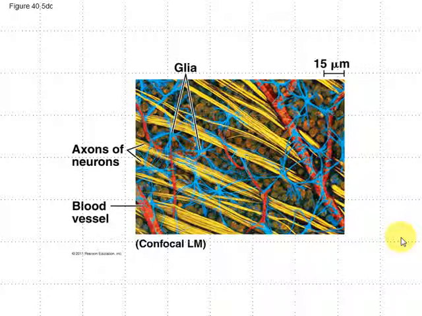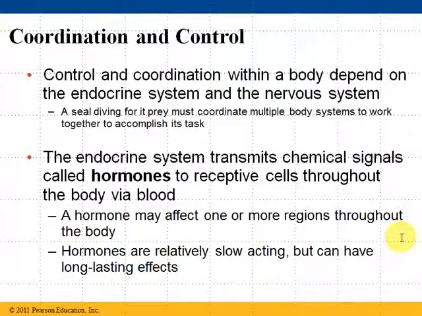For a complex creature like a wolf or a human being to react to its environment, it takes a lot of coordination. You've got a lot of complex body parts. They all have to work together if you want to accomplish the goal of chasing down your prey or escaping from your enemy. So coordination and control is very important. The body depends on two systems working together to do that: the endocrine system and the nervous system.